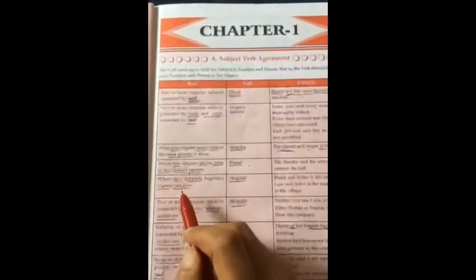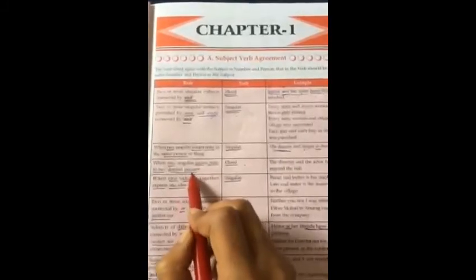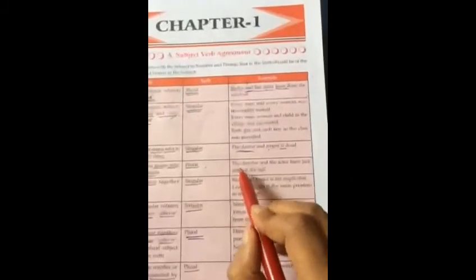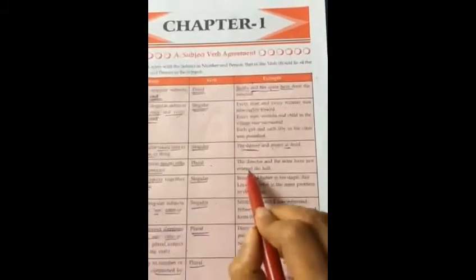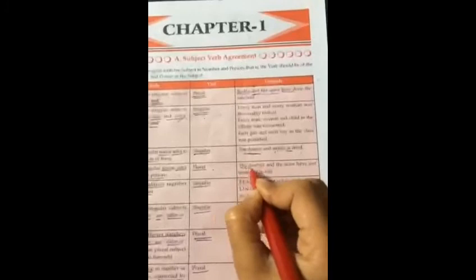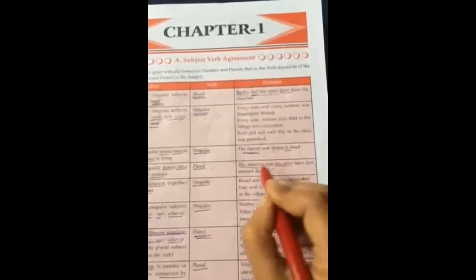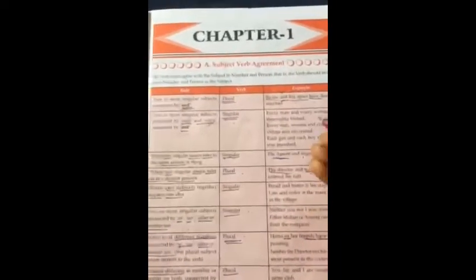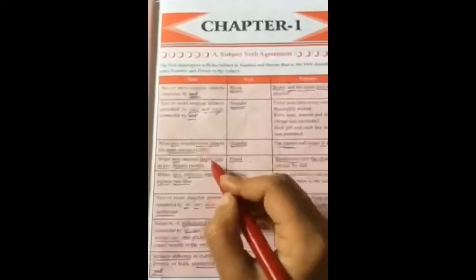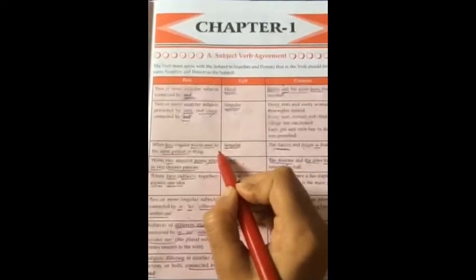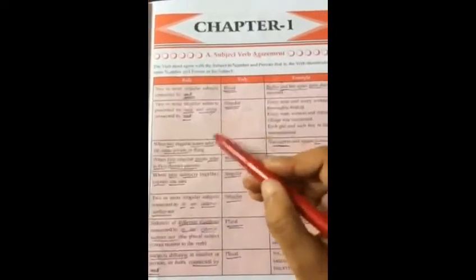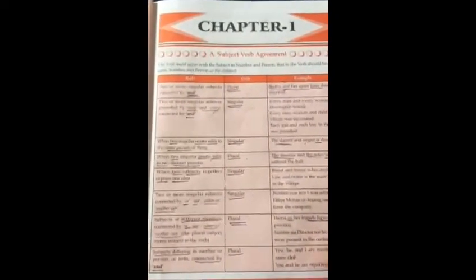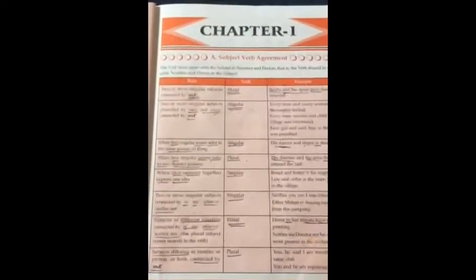But if it is referring to two different persons, then your verb will be plural. See the example, the director and the actor have just entered the hall. Here the director and the actor, two different people are there. So plural verb will be used. Every rule has its own exception, like this was the exception of the first rule. So please read it carefully and mark these rules as I have marked on this page, and please write those rules in your notebook along with one example.